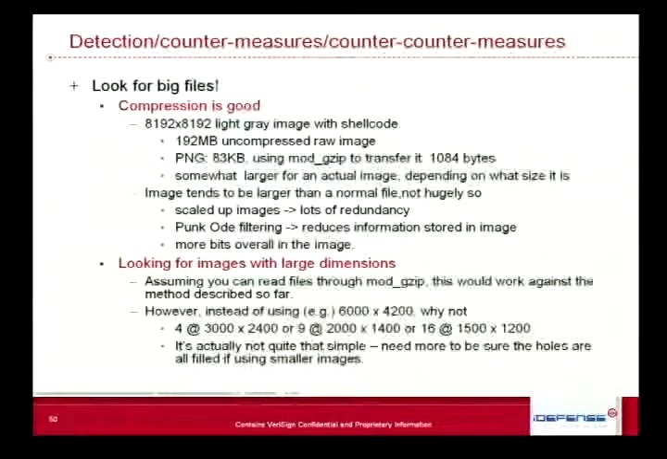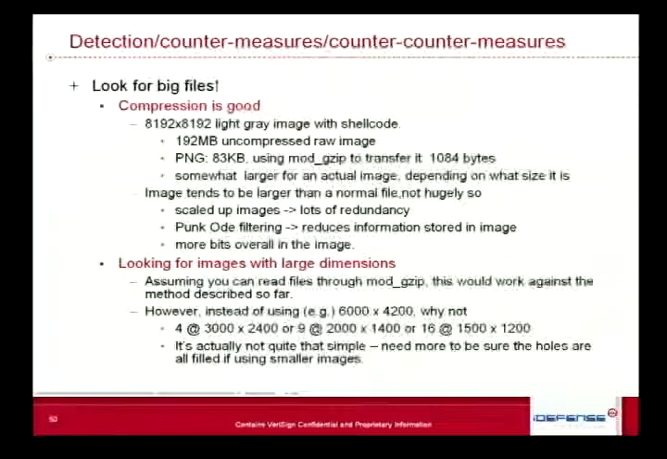I made an 8K by 8K light gray image with shellcode. It was 192 meg uncompressed. The PNG format of that was 83K. And then when it was transferred using mod gzip, it was just over 1K. So it's not going to be a large file. However, you're going to have it quite a bit larger with an actual image stored into it. That was probably the most redundant case you could have, so it compressed the best.